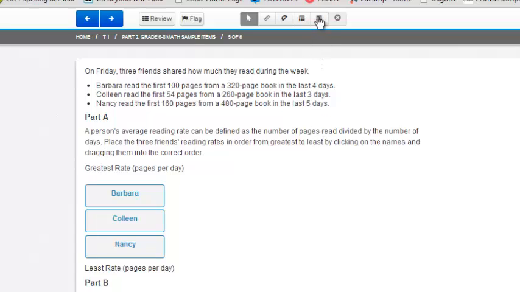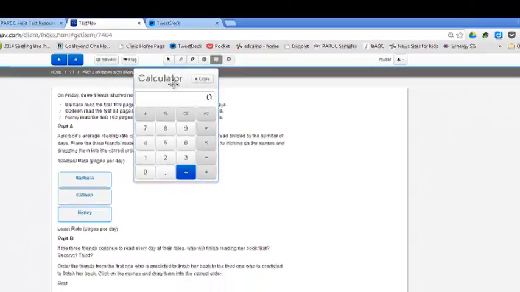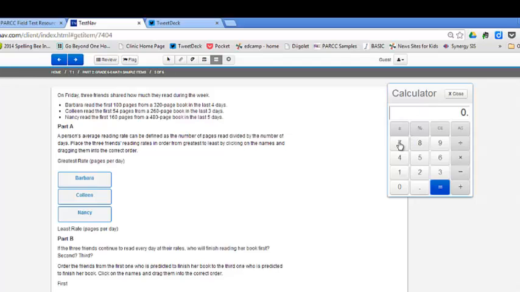So my first step is going to be to get a calculator. I'm going to move it over here. And Barbara read 100 pages in 4 days. So I'm going to divide by 4. I could do this in my head, obviously. So Barbara is reading 25 pages per day, and I would want to write that down somewhere.